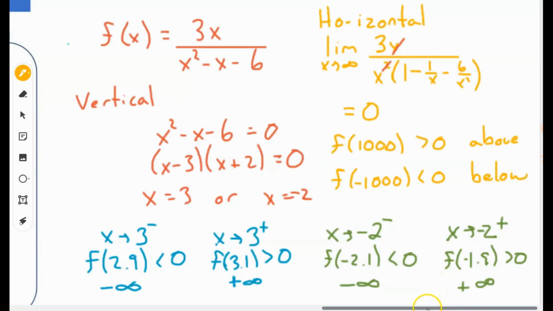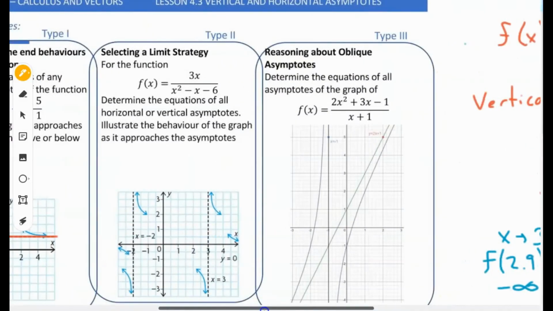So if we go check out our graph here, okay, it's not dotted because it's right on the x-axis, but there is a horizontal asymptote right there. And you can see it's approaching positive infinity from above and negative infinity from below.